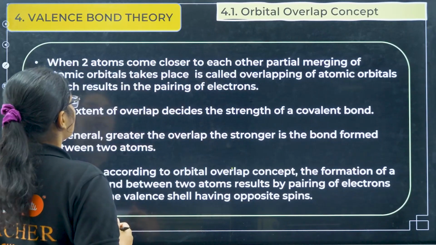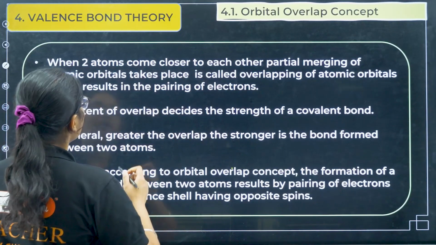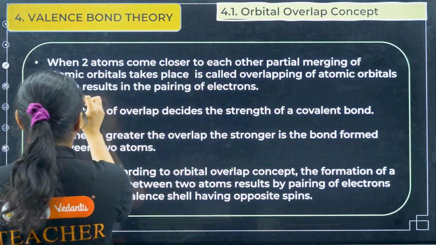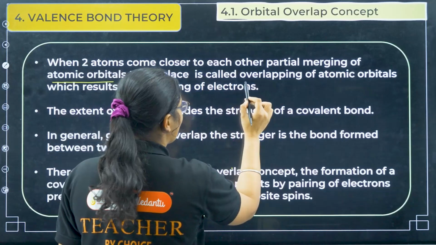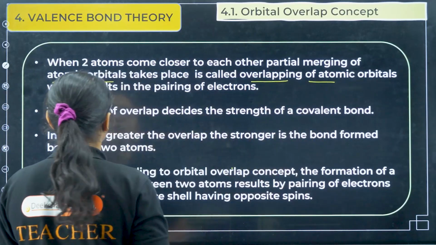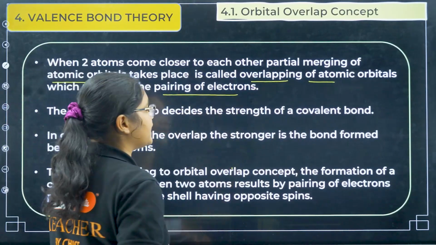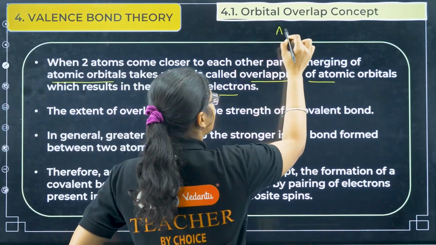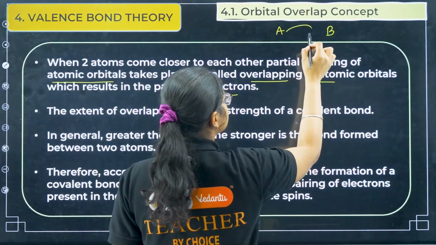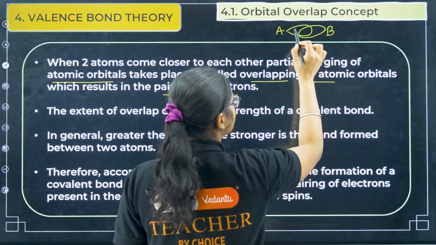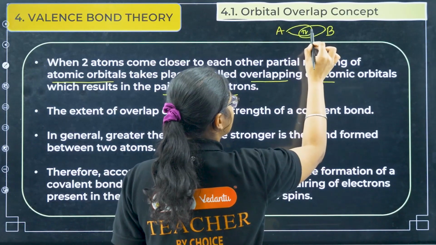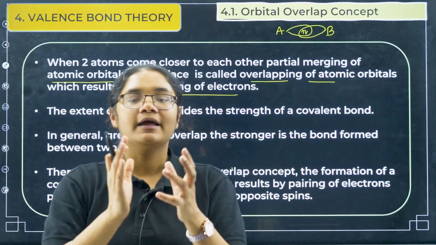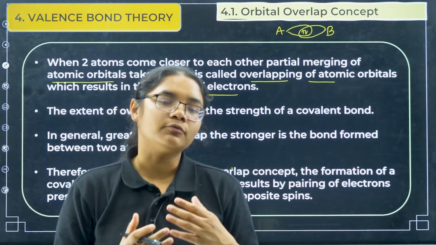You can see here, when two atoms come closer to each other, partial merging of atomic orbitals takes place, and this is called overlapping of atomic orbitals, which results in the pairing of electrons. Suppose I have one atom A here and one atom B here. Each has a valence orbital with one electron. The valence orbitals overlap and their electrons are paired up to form a bond.